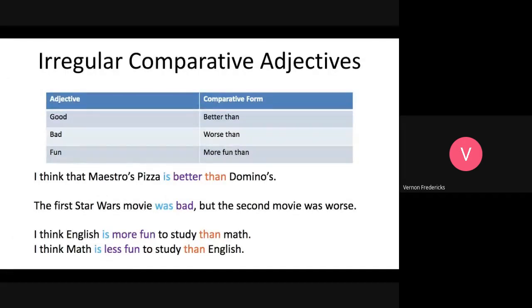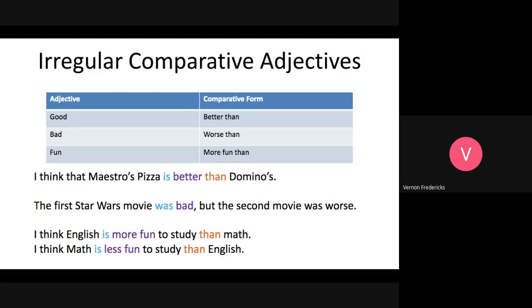Okay. This movie is bad. Comparative form: this movie is worse than the movie I saw yesterday.